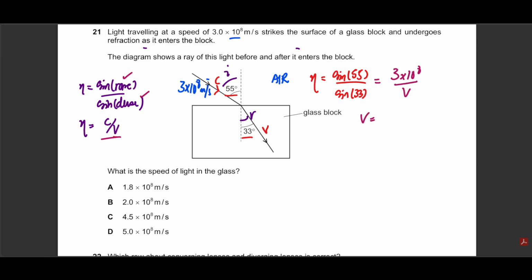Now, simple algebra of v leads to 1.99 × 10^8 meters per second, which is definitely going to be option B, very clearly and very simply.